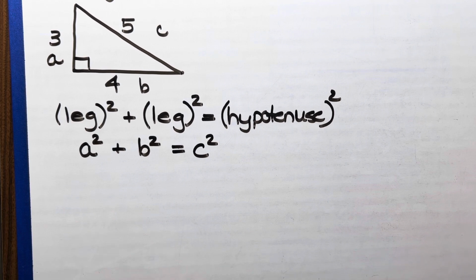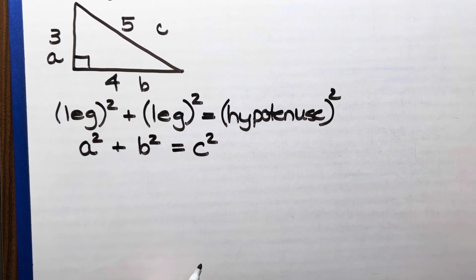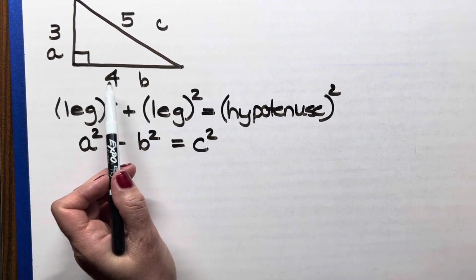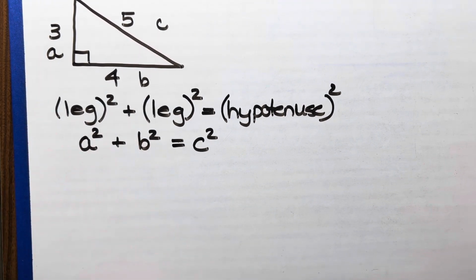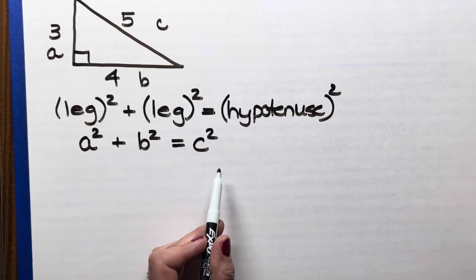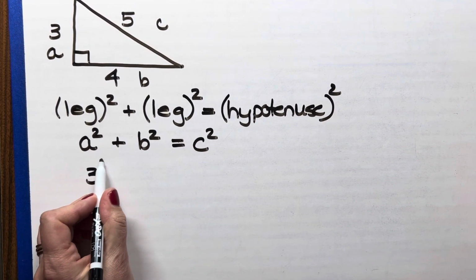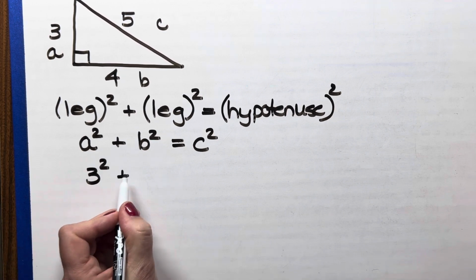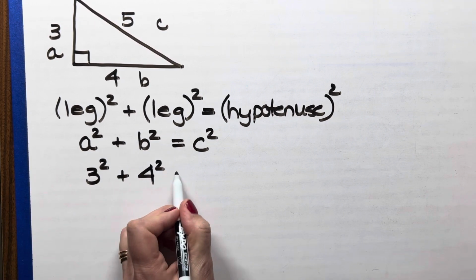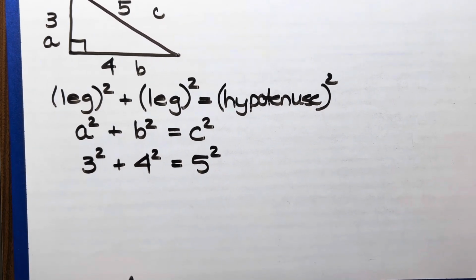This is what we use to substitute in the values that we know to see if we can find a missing side. For this triangle that has 3, 4, 5, we're just going to verify that it actually is a right triangle. And if it is, then when we substitute in all three of those values, we should get equal numbers on both sides. So I'm going to take the 3 and square it, plus the 4 and square that, and that should be equal to the 5 squared.